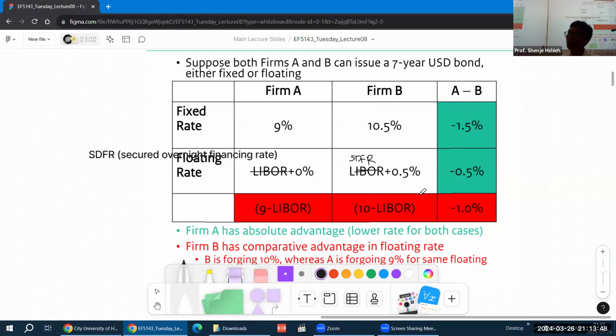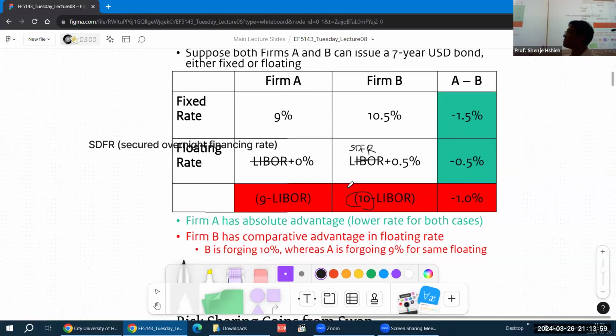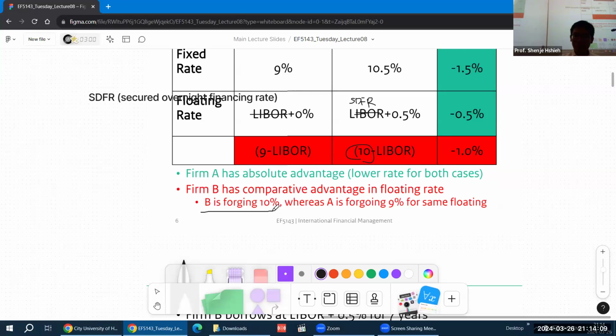Compared to firm A, firm B gives up less, right? Because 10 is bigger than 9. Remember, more is bad, lower is good, right? So firm B gives up less, lower opportunity costs, when borrowing at a floating interest rate. So that's what I wrote here. B is foregoing 10%, whereas A is foregoing 9% for the same floating, right?